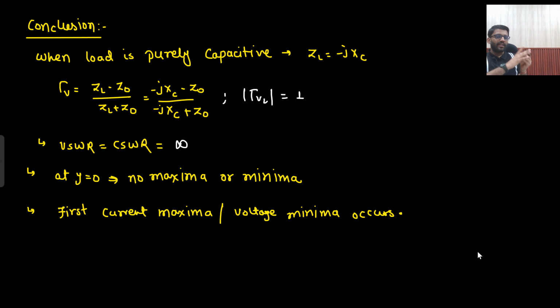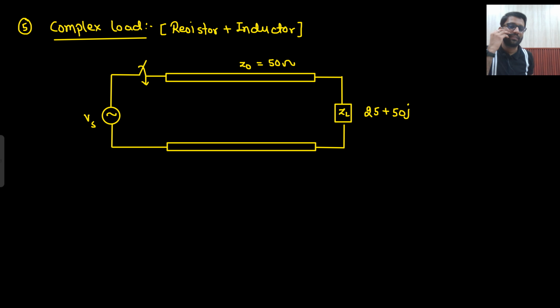So now what did you understand? When your load is resistive, then at y equals 0 only you will have maxima or minima. But if you are not having maxima or minima at y equals 0, that means certainly your load is not resistive. It could be inductive, it could be capacitive, or it could be complex. So this condition also we will solve.